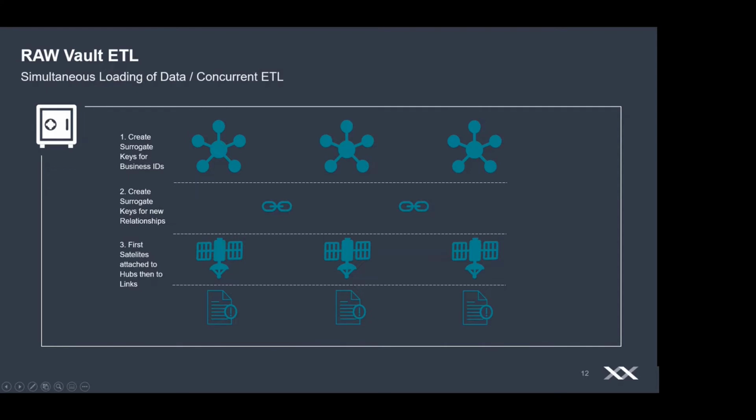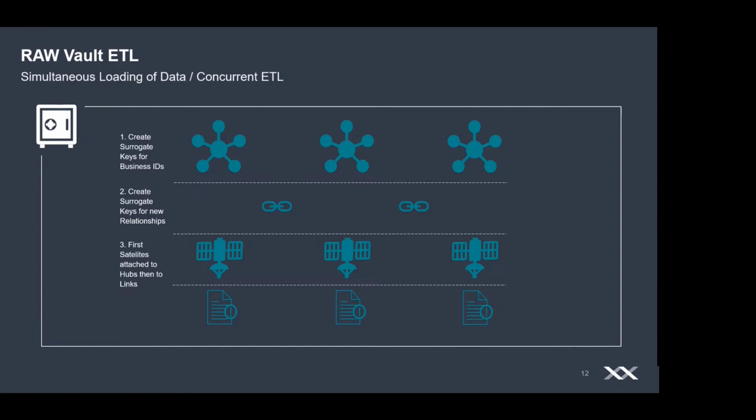How does the raw vault ETL work? The general ETL process for the data vault is to load the hubs to generate the surrogate IDs to the business keys, and then next loading any links between hubs, creating surrogate keys for new relationships. Then creating the satellites for all the hubs, and then creating satellites for all the links. And all the data is kept and stored, so there's no cleaning or transformation process, keeping the ETL process simple.